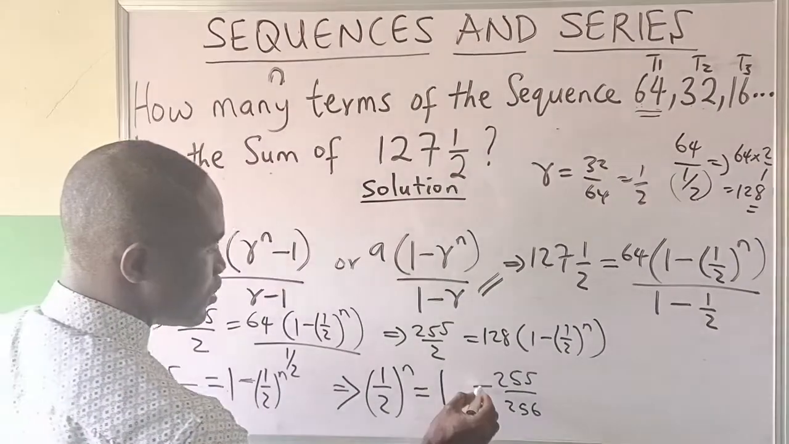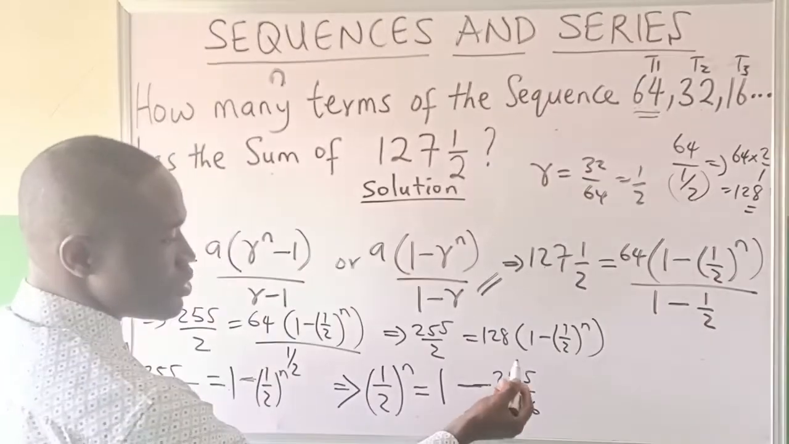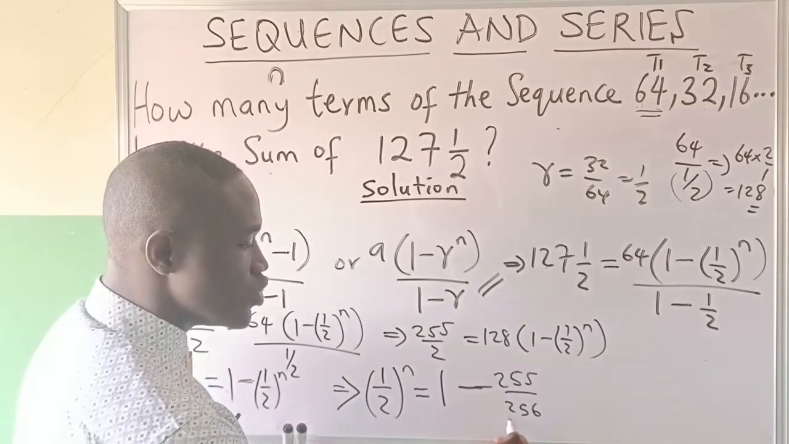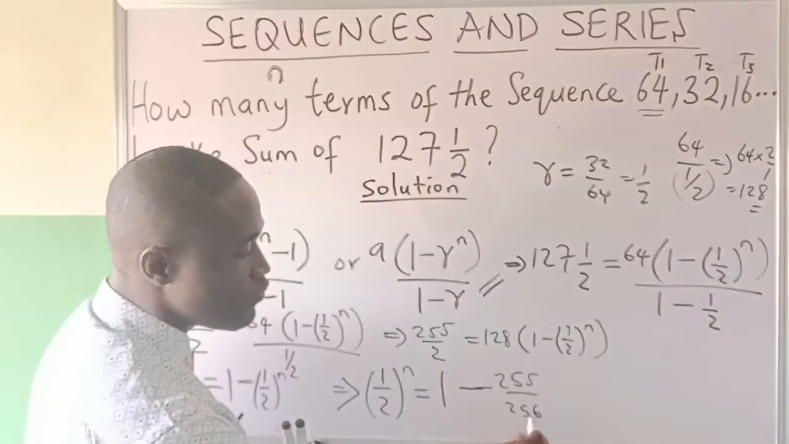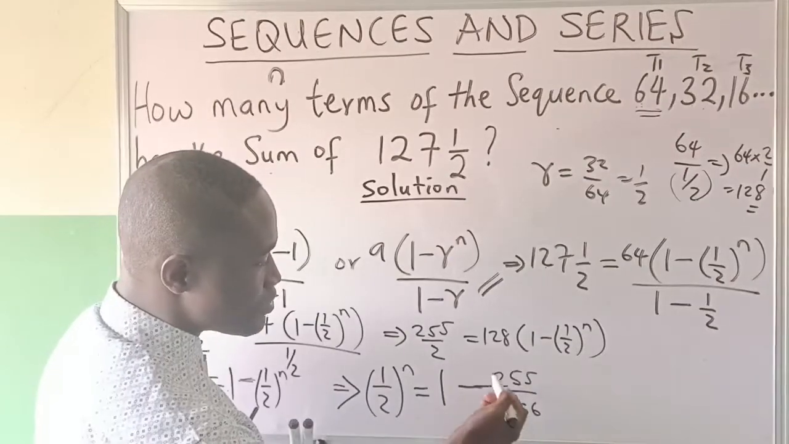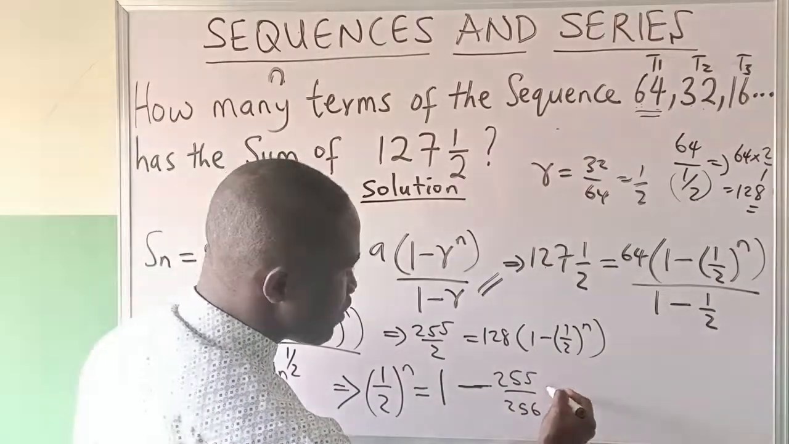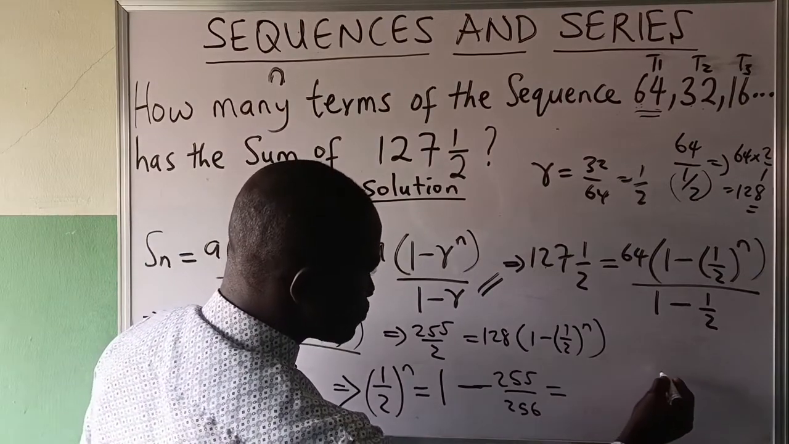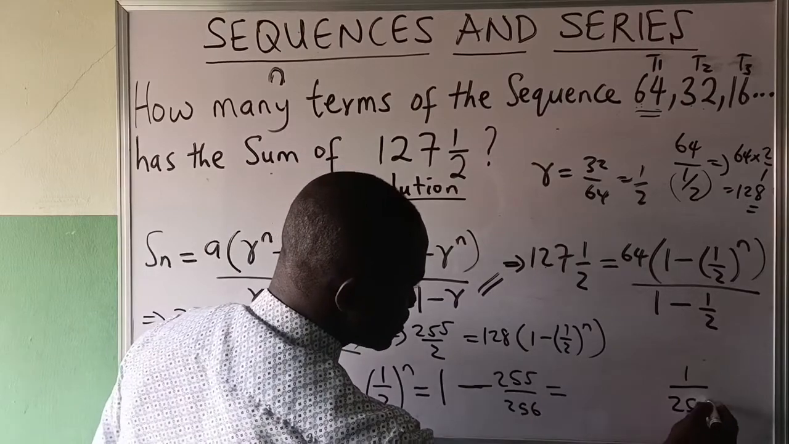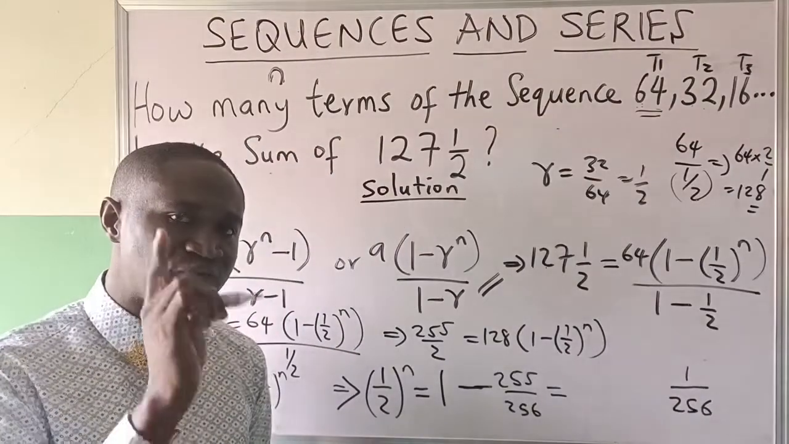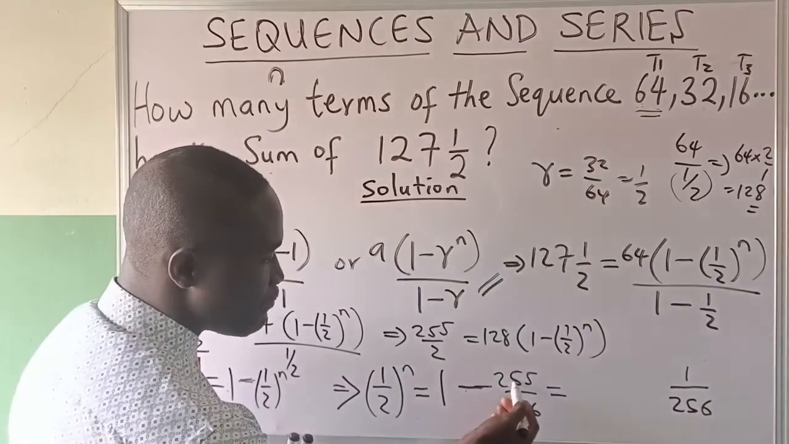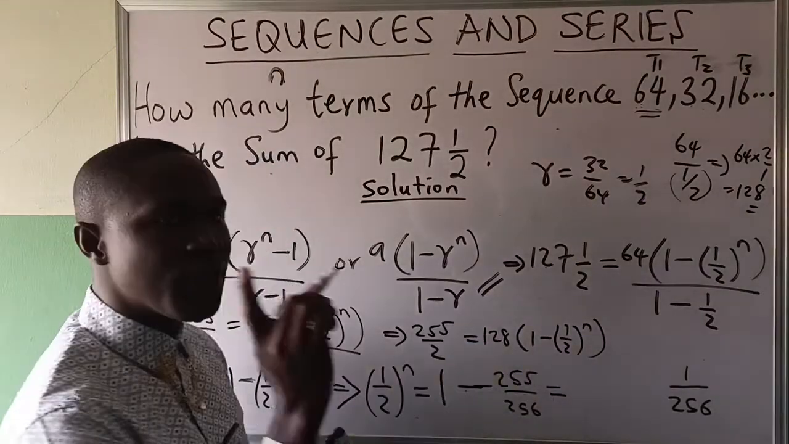We'll have this. Then whenever you are subtracting a fraction from 1, there is a rule that says use the denominator, which is 256, to subtract the numerator. 256 subtracting the numerator 255 will be giving you 1 up over the denominator 256. Only when you are subtracting it from 1, that is when you use this rule. 256 minus 255, 1 all over 256.